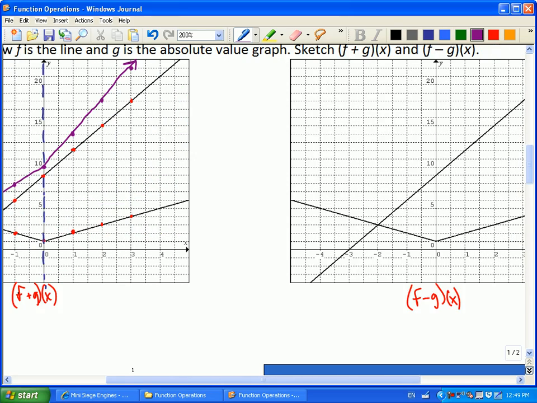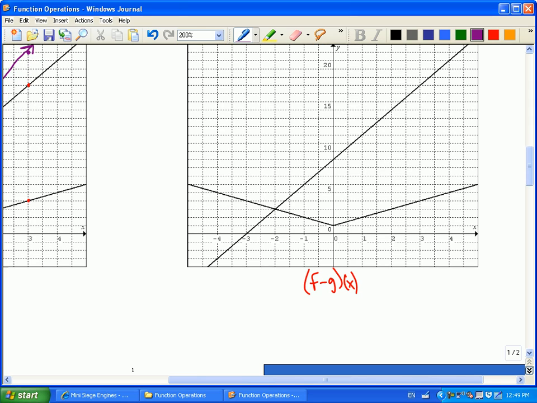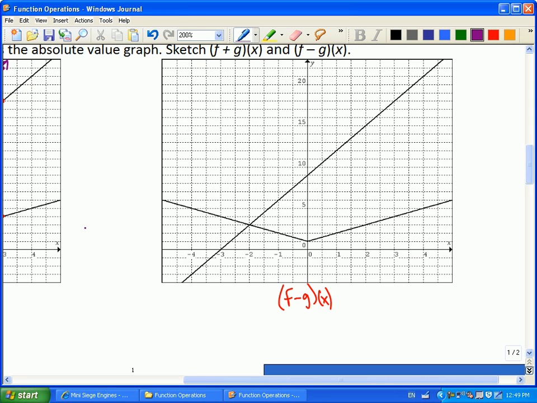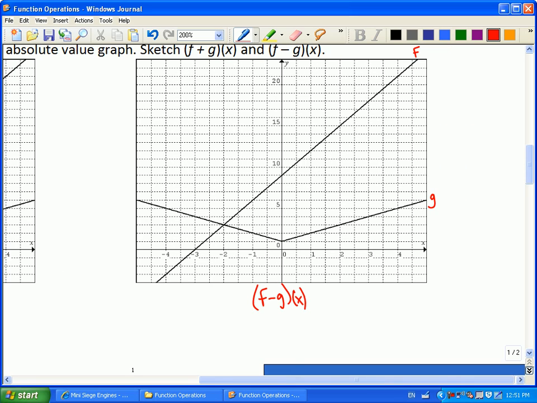Okay, so try the subtraction problem. Let's make this one here f and this one here g. Okay, so I'll try to catch up to you here. Again, I'll do my final graph in purple. And as I mentioned, one other way you can look at the subtraction problem is you can think about how far apart they are. That's the distance between the two functions. So in this case, it would be 4, which means I'd put my point here at 4.